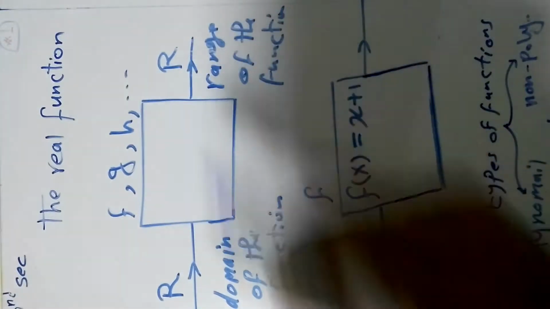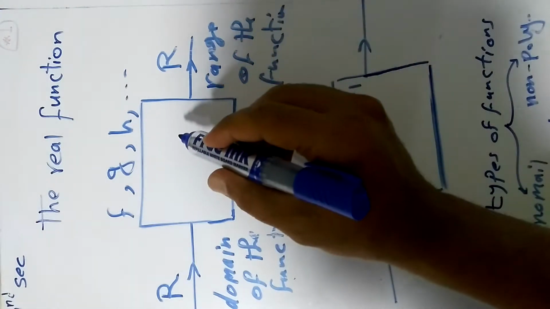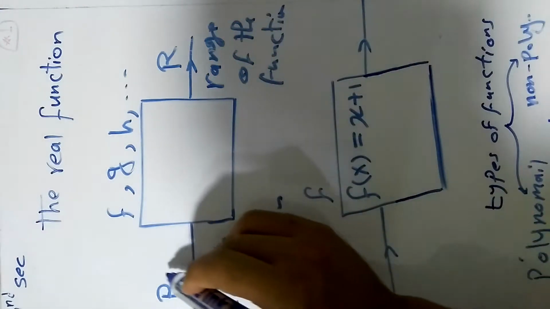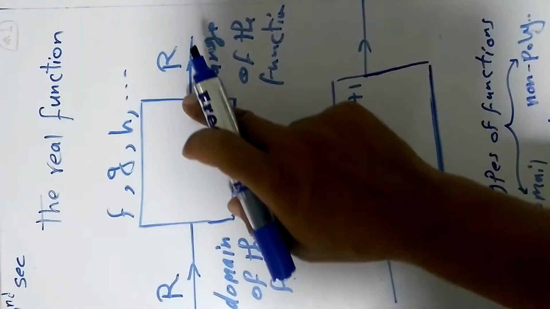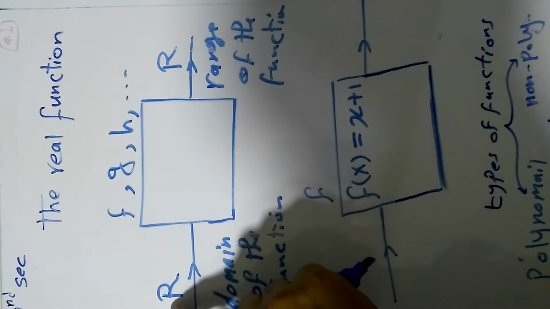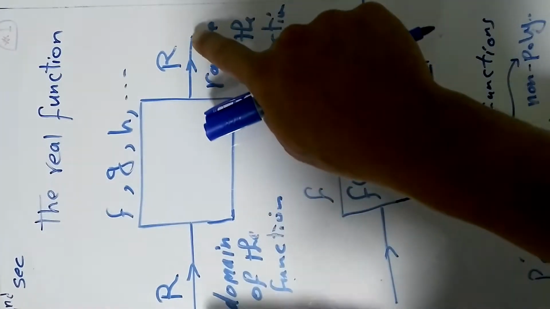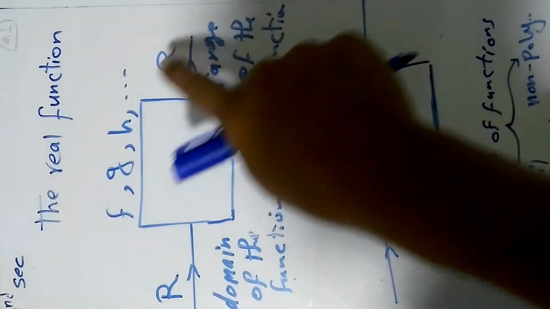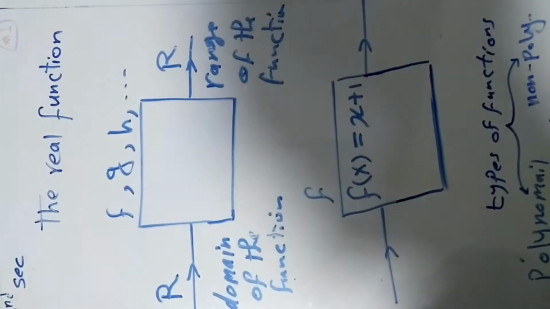Today we're going to talk about the real function, and we used to imagine the real function as a machine. This machine takes in a real number and produces another real number, and since the input and the output are real numbers, that's why we call it a real function.